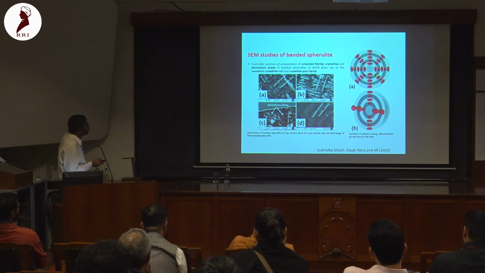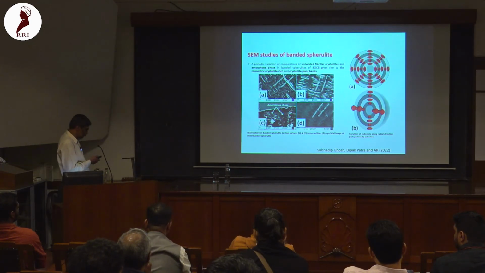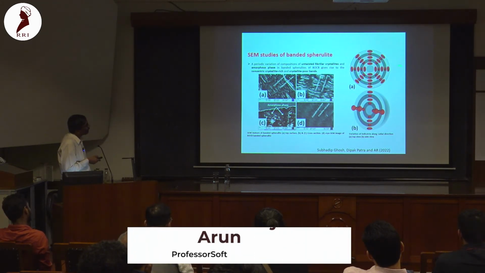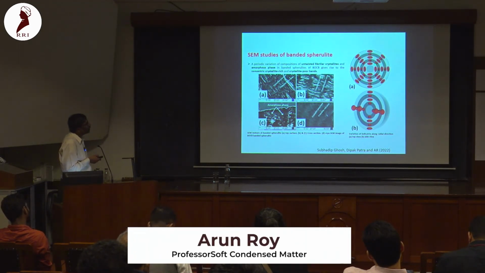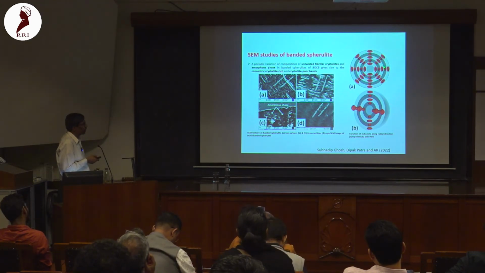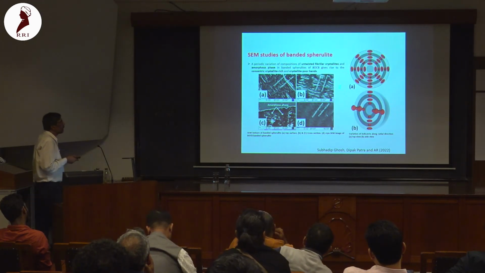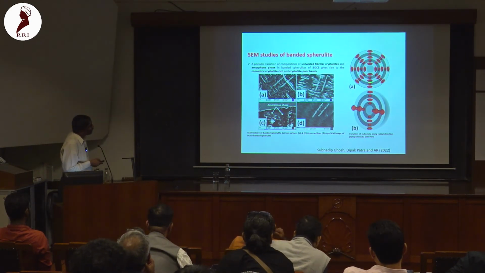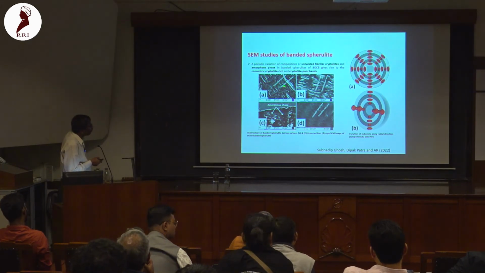So this gives rise to... we did a lot of optical studies of this spherulitic zone, and then we found that actually the optic axis of these materials are along the radial direction, and the sign of the birefringence is negative. This means that these are oblate spheroids, not prolate spheroids, and within the spherulite the birefringence is varying due to the variation in the composition.